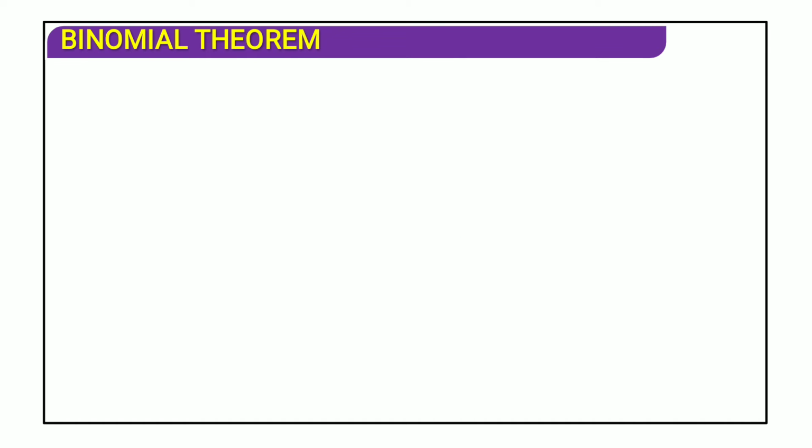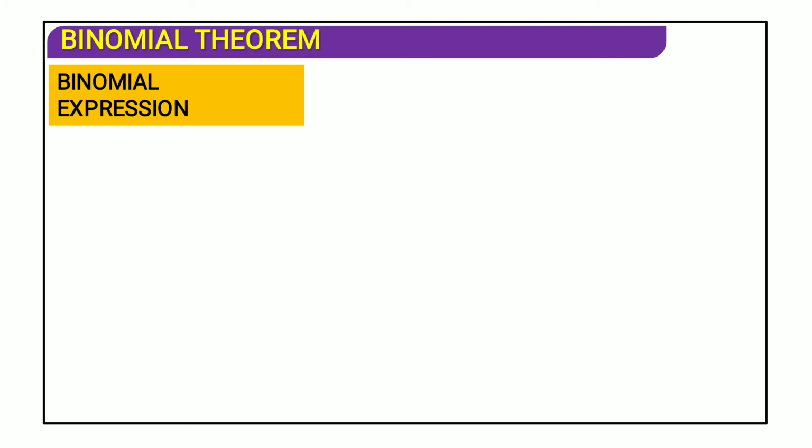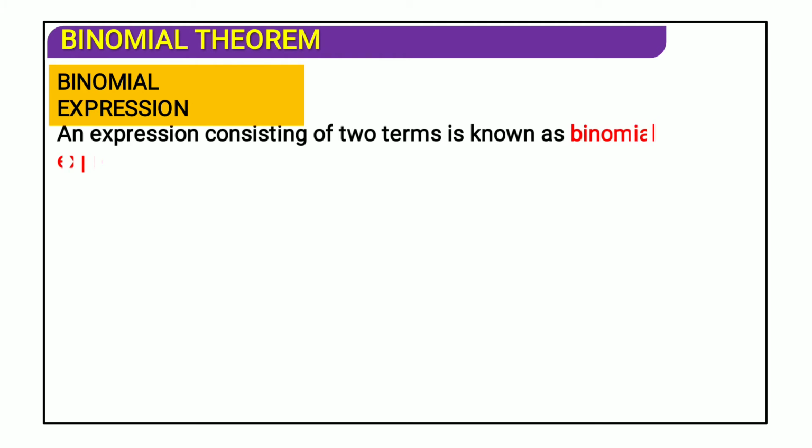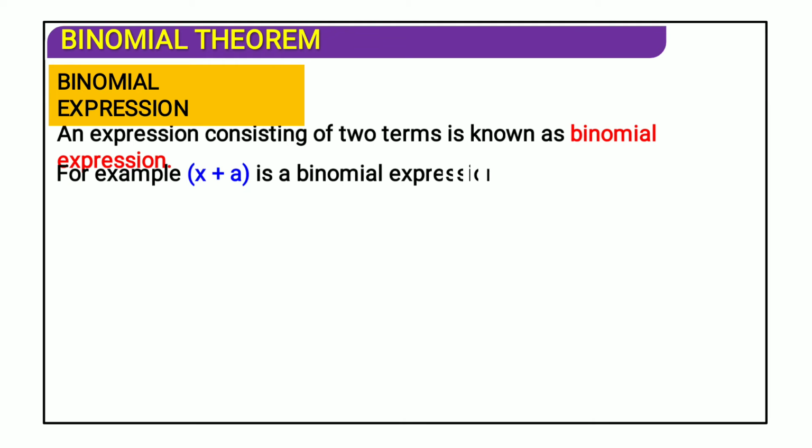In the introduction, first of all, let me clear one thing. What is a binomial expression? An expression consisting of two terms is known as a binomial expression. Means to say any expression having two terms is called a binomial expression. For example, let us consider x plus a. This consists of two independent terms, x and a, where x is a variable and a is a constant. This particular expression is called a binomial expression. Hope you got this.